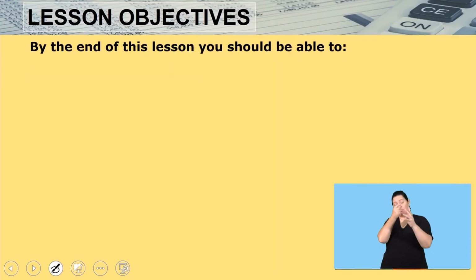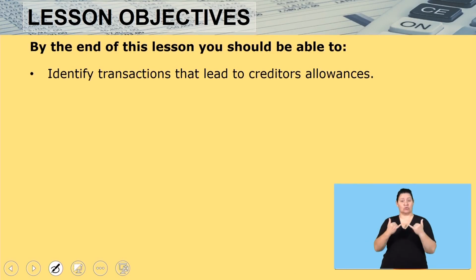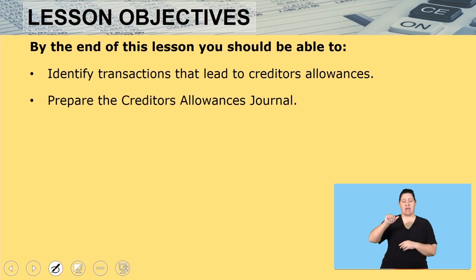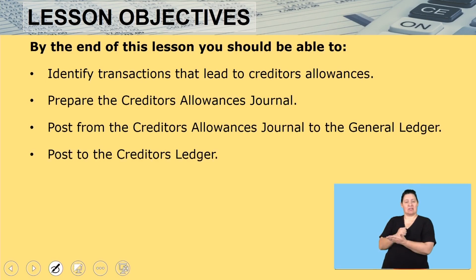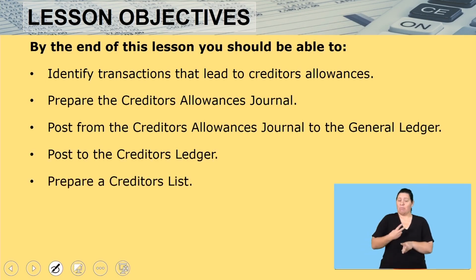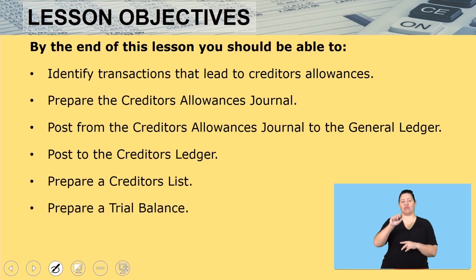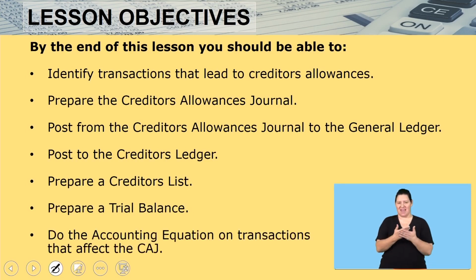Here are the objectives for today's lesson. By the end of this lesson, you should be able to identify transactions that lead to creditors' allowances. Second, you should be able to prepare the Creditors' Allowances Journal. Next, you should be able to post from the Creditors' Allowances Journal to the General Ledger. You should also be able to post to the Creditors' Ledger and prepare a creditors list. After today's class, you should be able to prepare a trial balance. And lastly, you should be able to do the accounting equation on transactions that affect the Creditors' Allowances Journal.